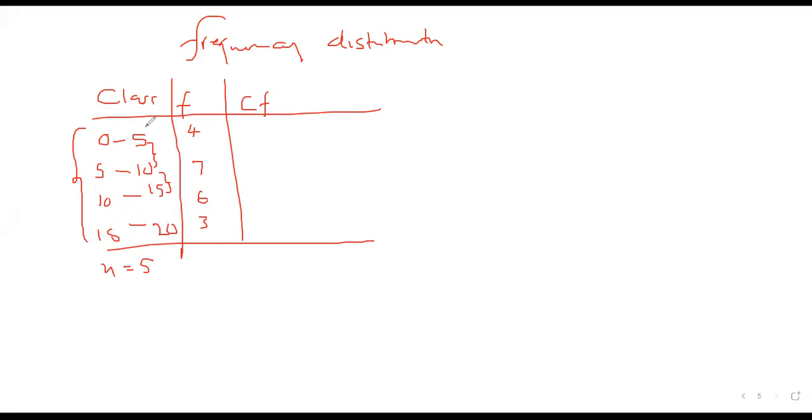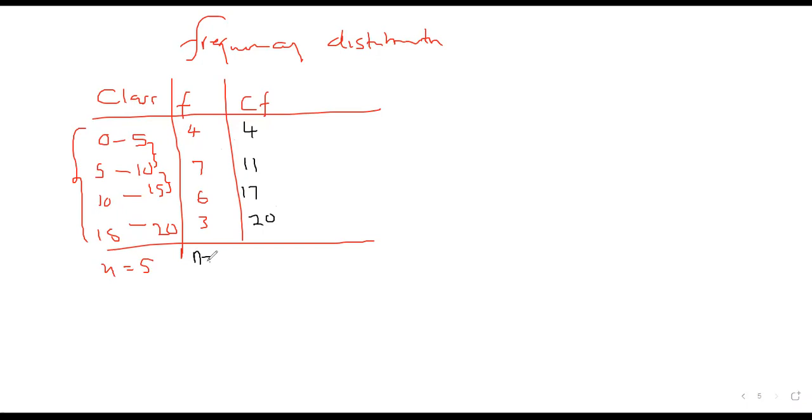So this is our frequency. And to get the cumulative frequency, we add on. So the 4 comes here, we add it to the 7, we get what? 11. We add it to the 6, we get what? 17. We add it to the 3, we get 20. This 20 is also automatically the total here, which is our total of the frequency. We have a 20.